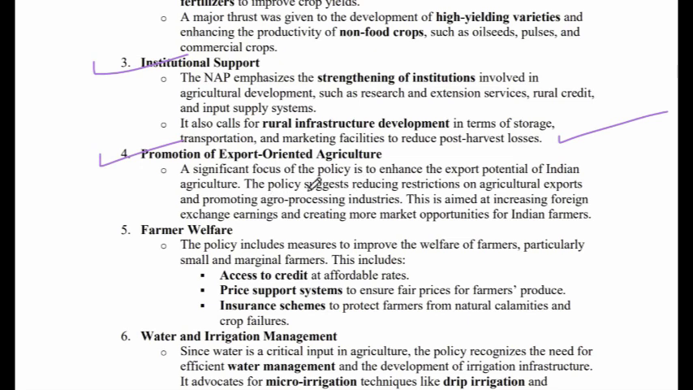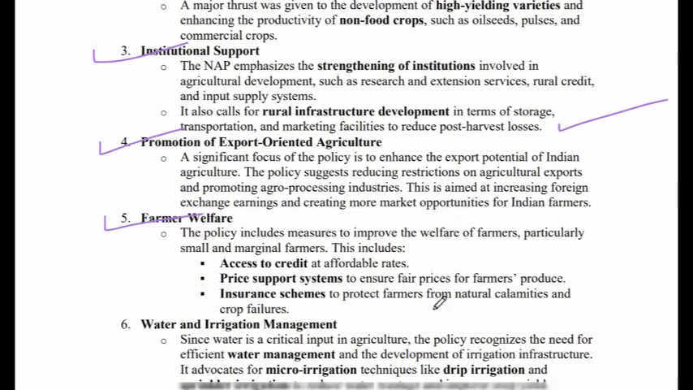Promotion of export-oriented agriculture. A significant focus of the policy is to enhance the export potential of Indian agriculture. The policy suggests reducing restrictions on agricultural exports and promoting agro-processing industries. This is aimed at increasing foreign exchange earnings and creating more market opportunities for Indian farmers.